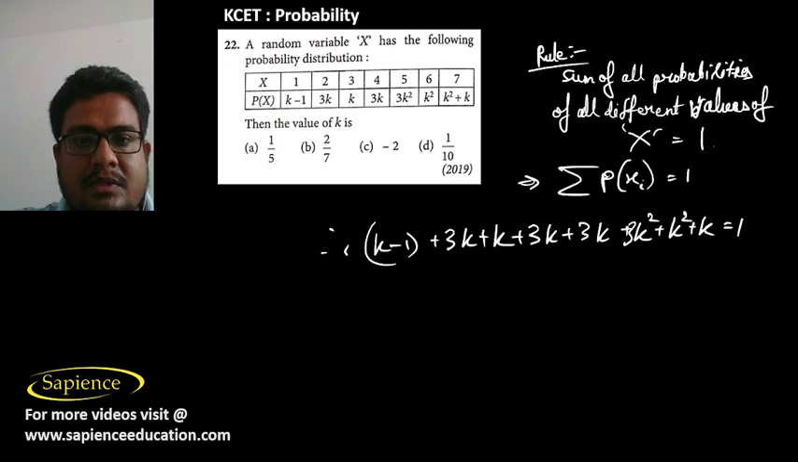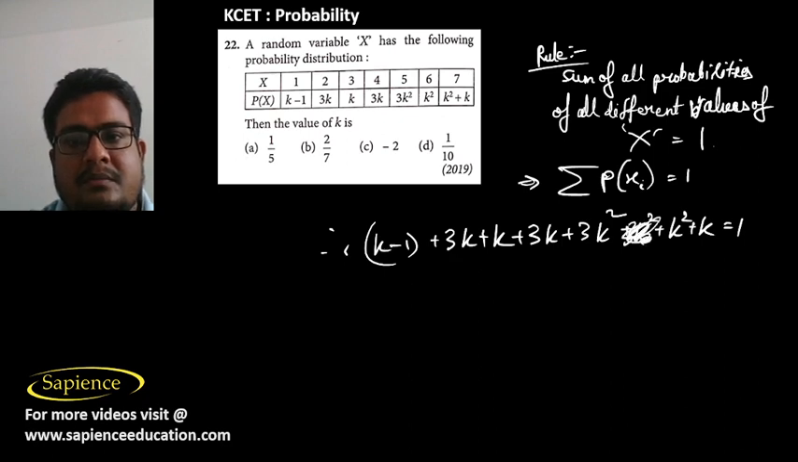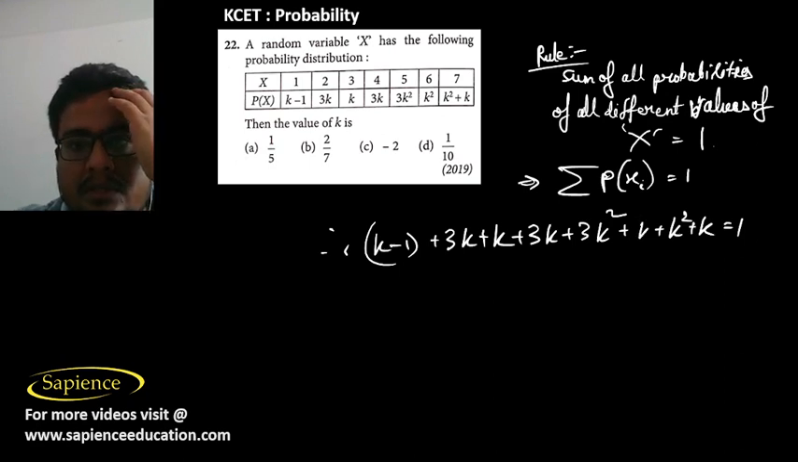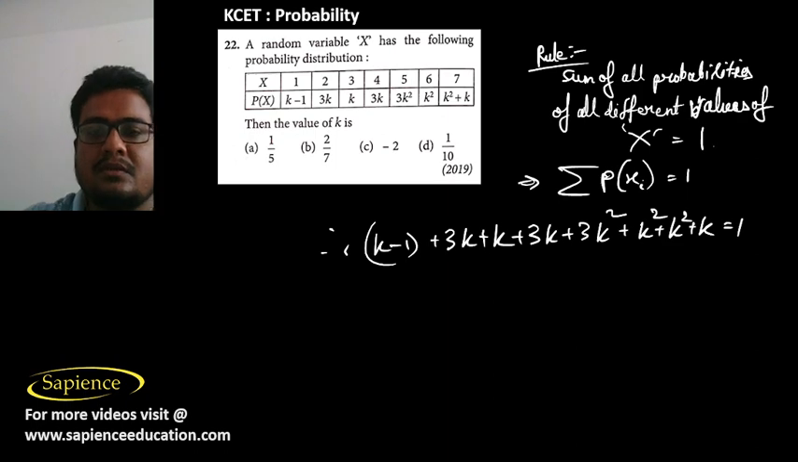k minus 1 plus 3k plus k plus 3k plus 3k square, k plus k plus 3k plus 3k square plus k square, k square plus k square. Here this will be k plus 3k plus 3k square plus k square plus k square plus k, that is equal to 1.